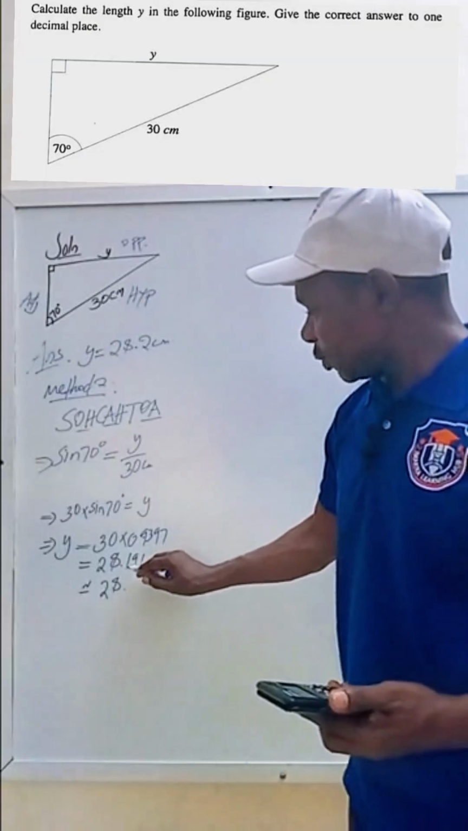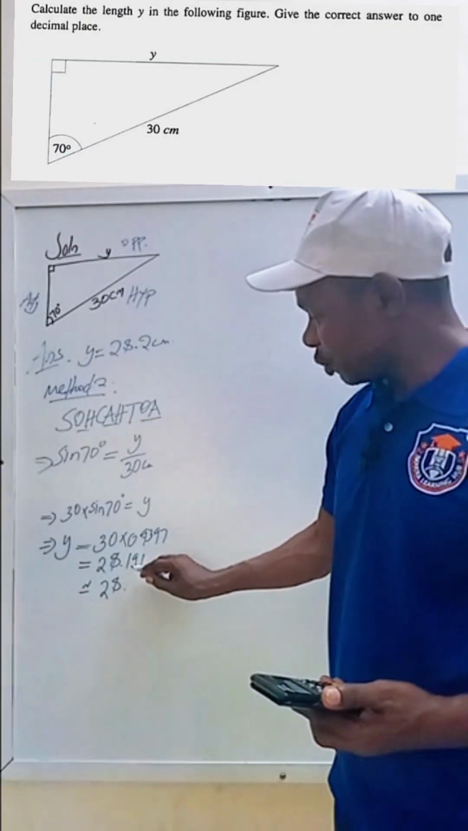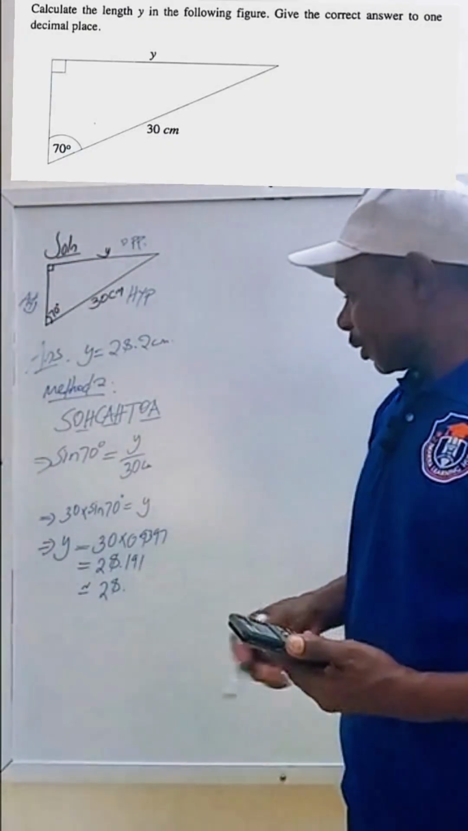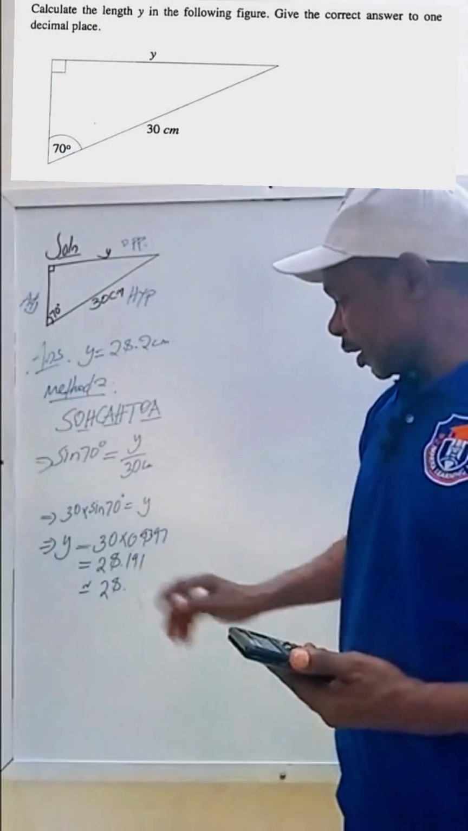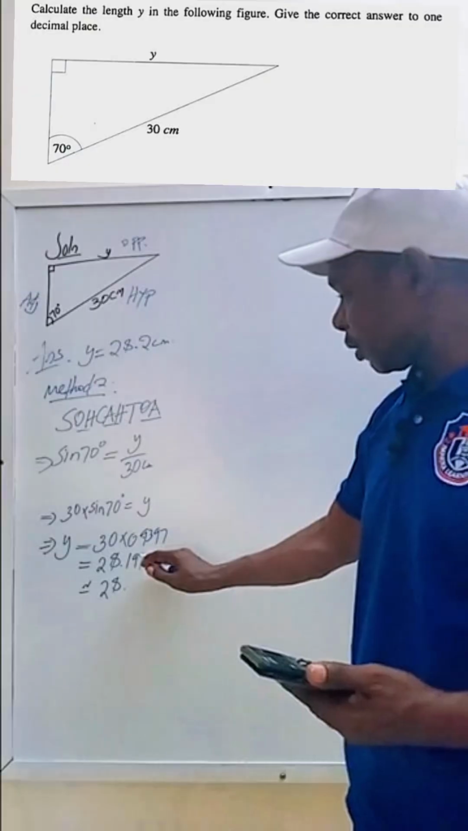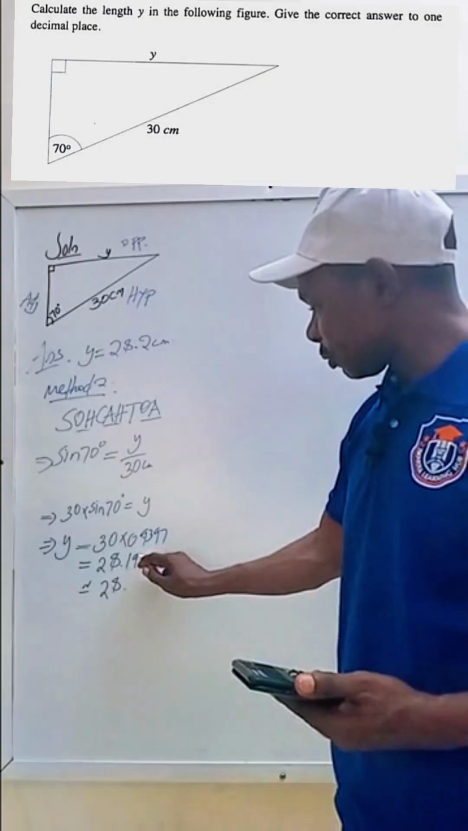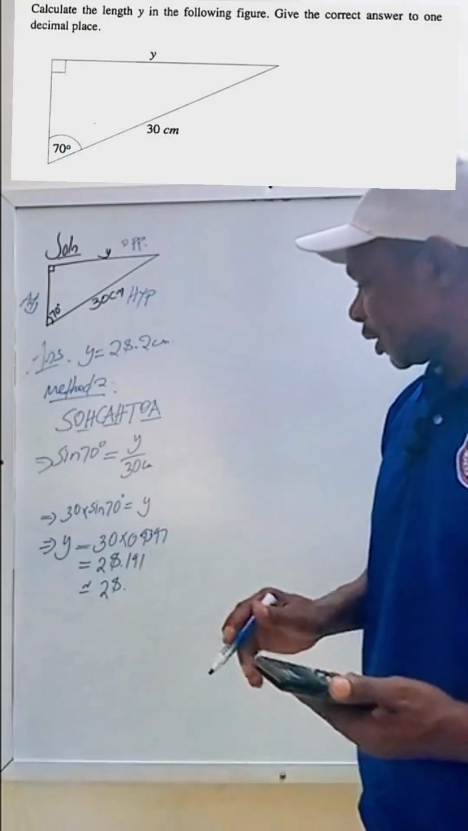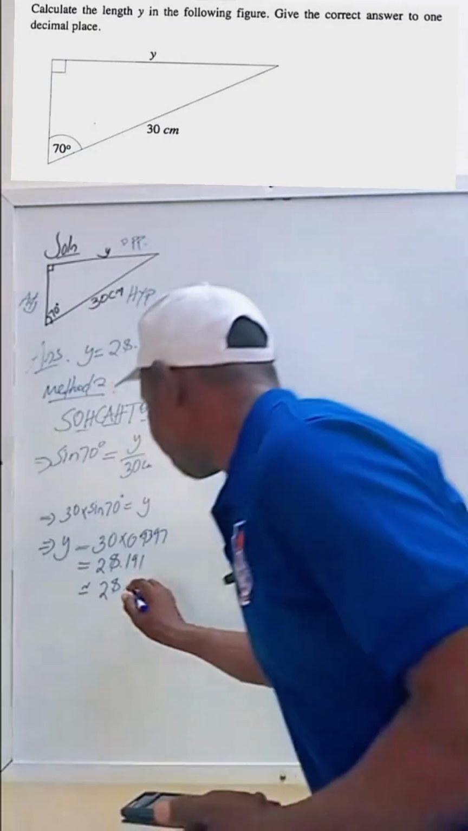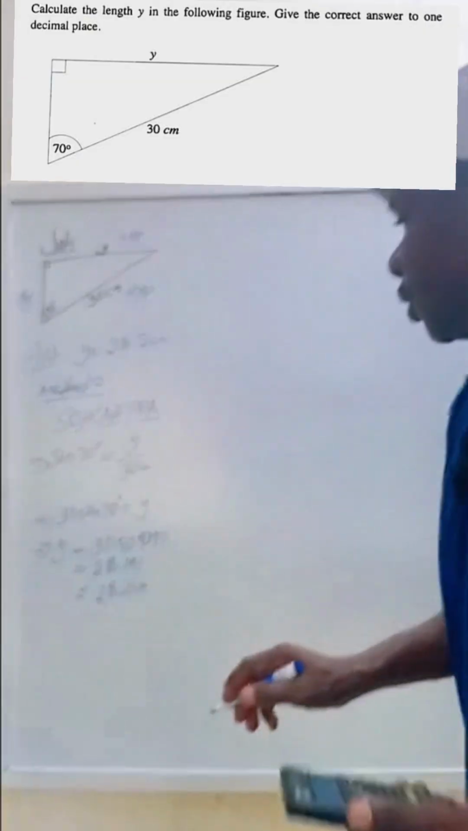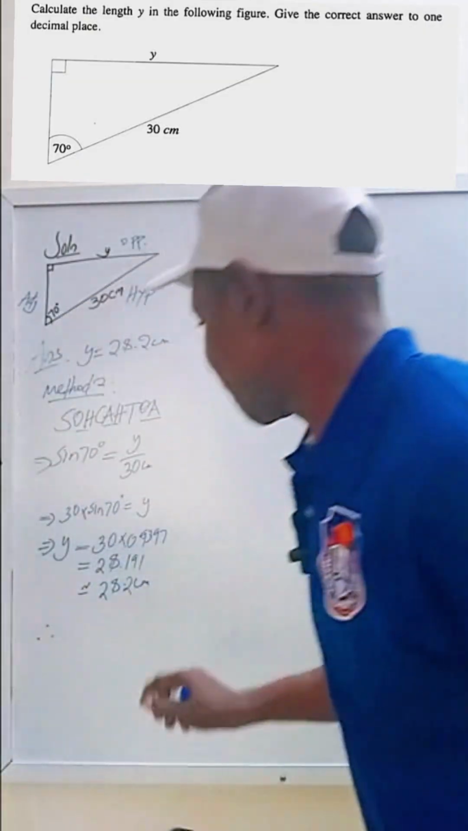For one decimal place, let's look at the first digit, which is 1. But before we write this, we have to look at the second digit and see if it's 5 and above. In this case we have 9, so 9 is 5 and above. So this one rounds off to add 1. We take 1 here, add it to 1, and we get 28.2 centimeters. So our conclusion, you realize it's the same answer.